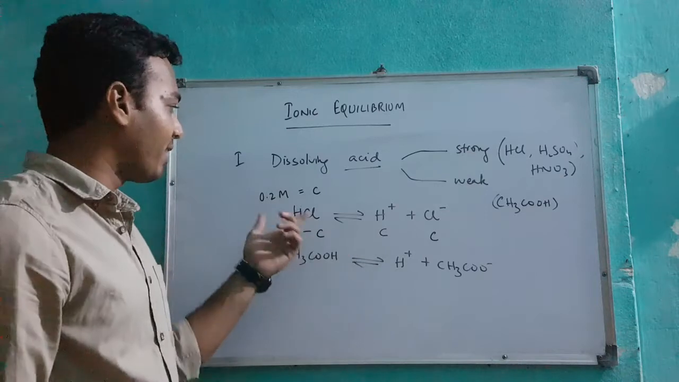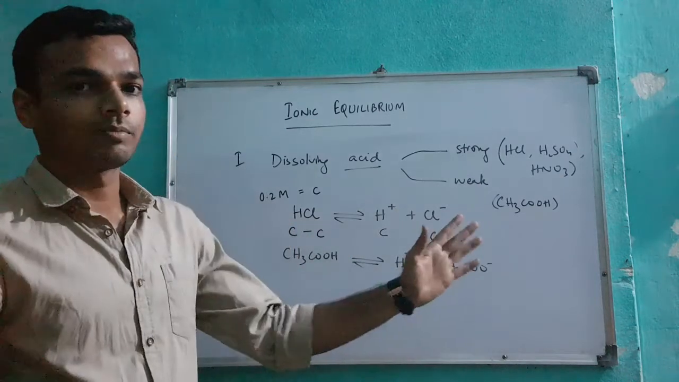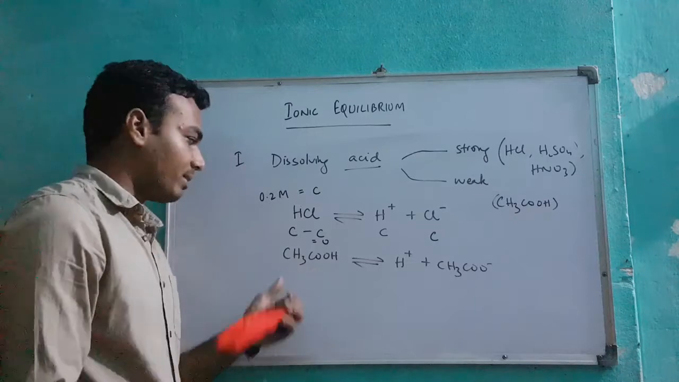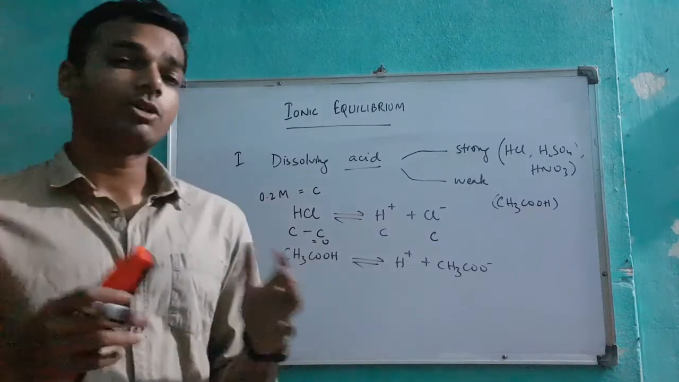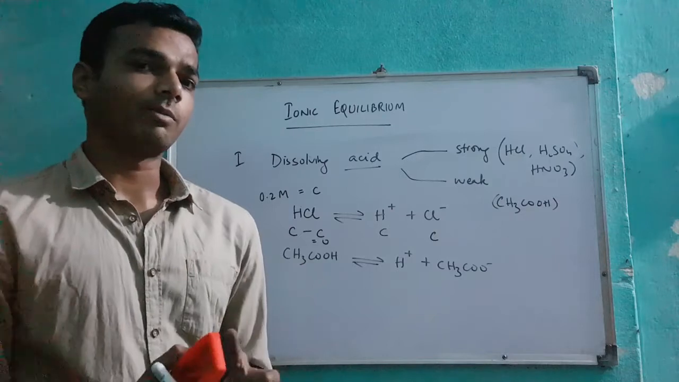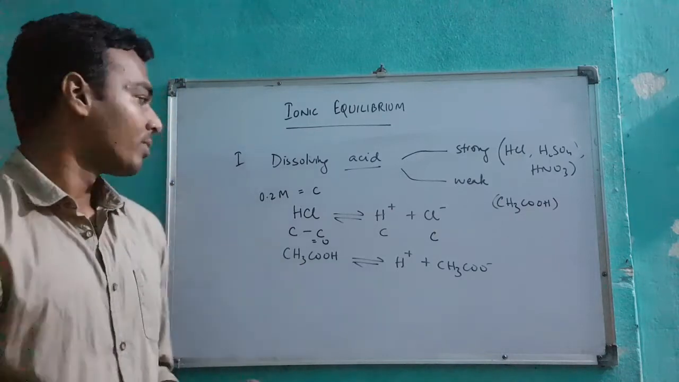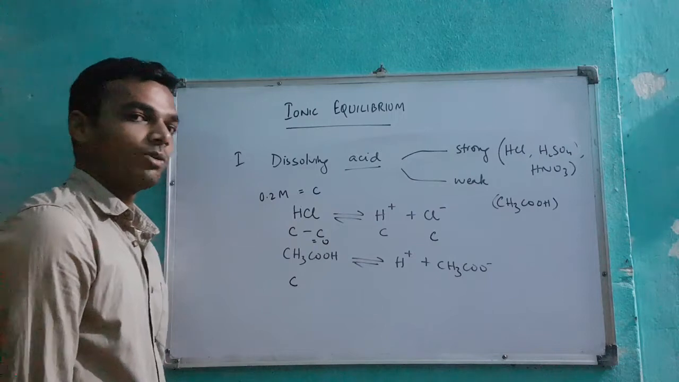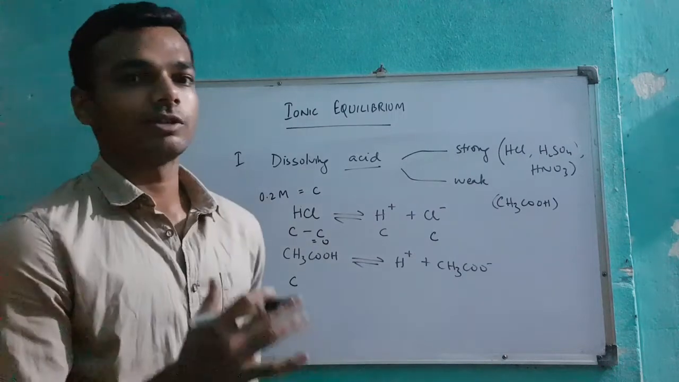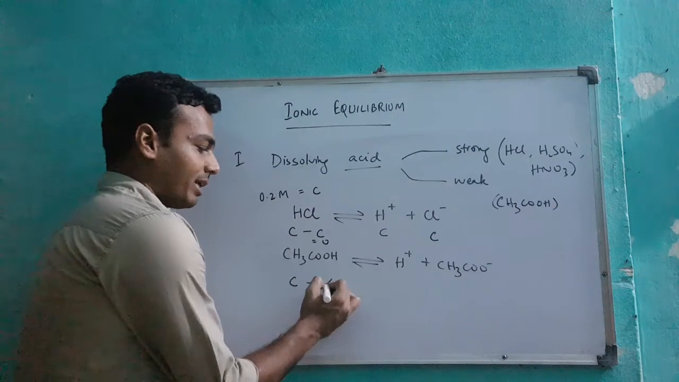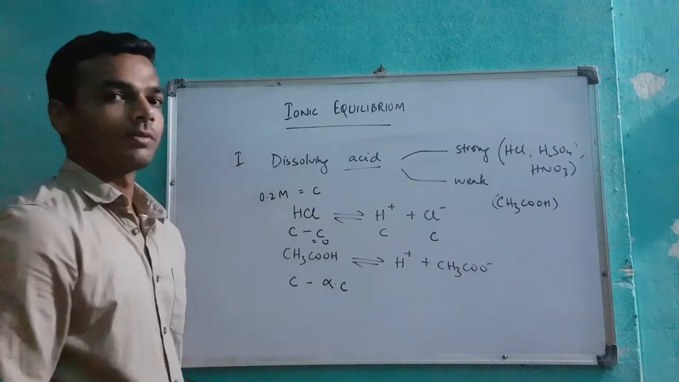In a strong acid, every molecule breaks completely, leaving no molecule behind. But this being a weak acid, the majority of the molecules will remain as molecules. Only a minute amount will change into ions. Now, of this initial concentration C, we know that a very minute amount is going to break into ions. That minute amount is termed alpha into C.